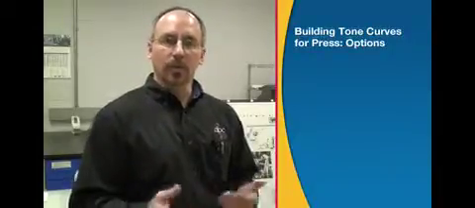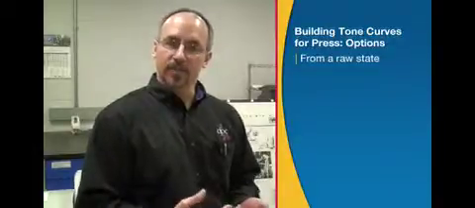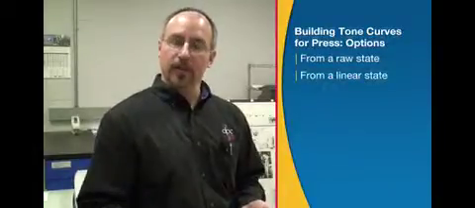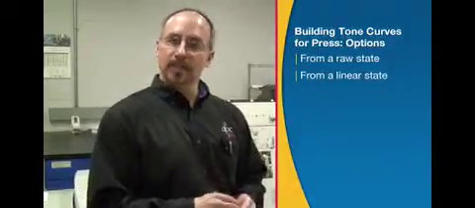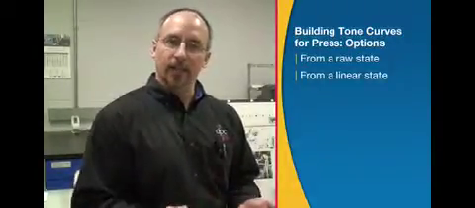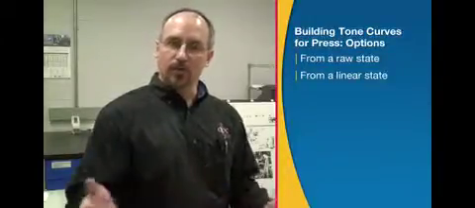The first is you can build the tone curves from the raw values that you're getting on your plate. The second is to linearize your plate, meaning a tone curve has been applied to make that dot measure what its intended value is on the plate. An example would be a 25 would measure a 25, a 50, a 50, and so on throughout the tone reproduction scale.